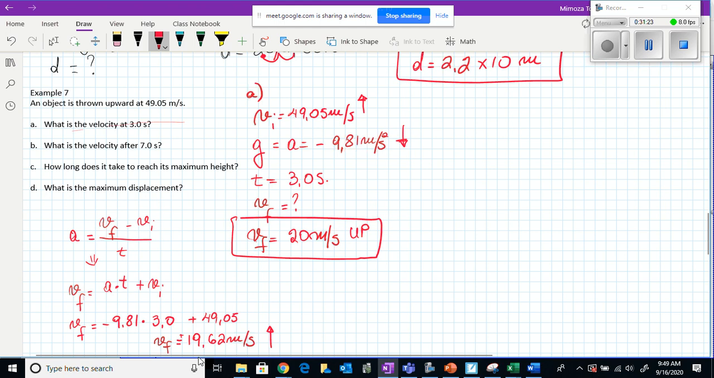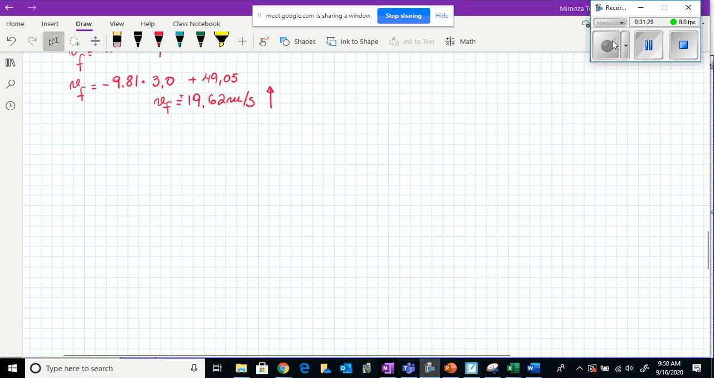Questions about part A of this problem? Okay, let's move to part B of the problem.